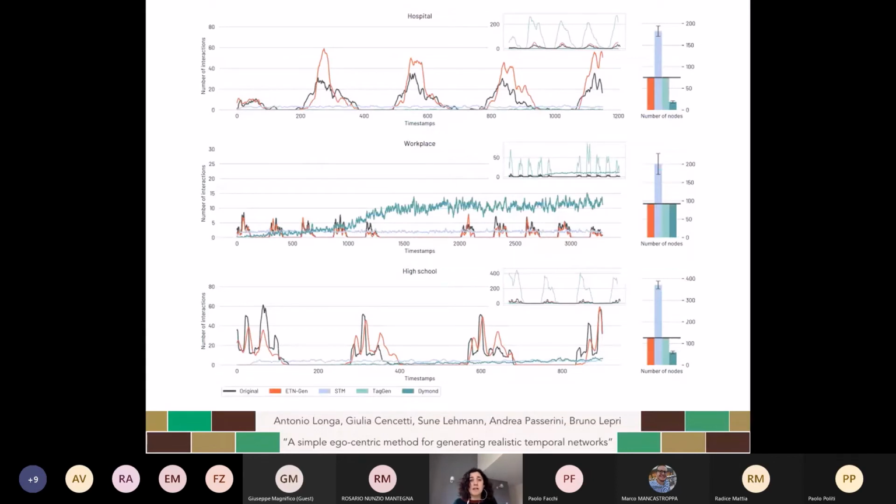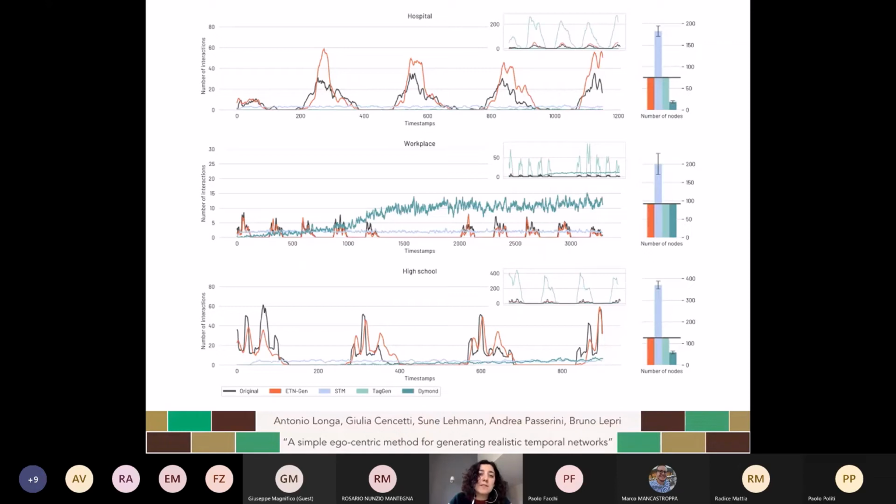And here is the result that we find by using also the competitors for 3 different data sets of physical interactions: a hospital, a workplace, and a high school. And as you can see, again, the black curves represent the original network. The orange curves represent the networks obtained with our method, and the bluish are the competitors. As you can see, the networks generated with our method are most similar to the original ones with respect to the competitors.